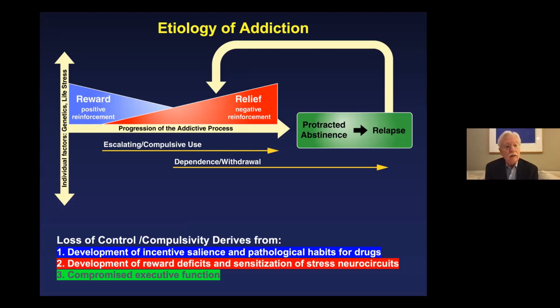And so I would argue that this loss of control and compulsivity that we associate with alcohol use disorder is derived from three sources, not one source, but three sources. The development of incentive salience and pathological habits for drugs, the development of reward deficits and sensitization of stress neural circuits, and compromised executive function. So what are these circuits and how do they change as we move through the addiction cycle?